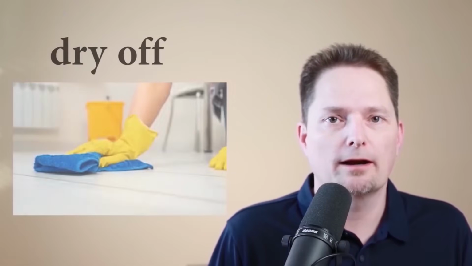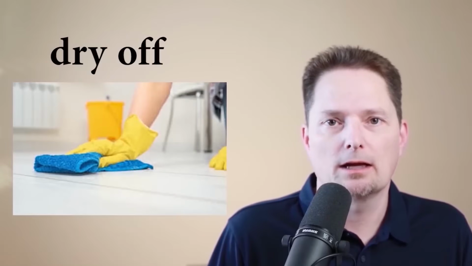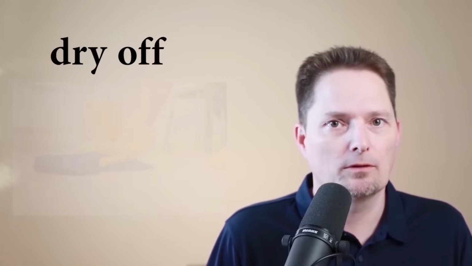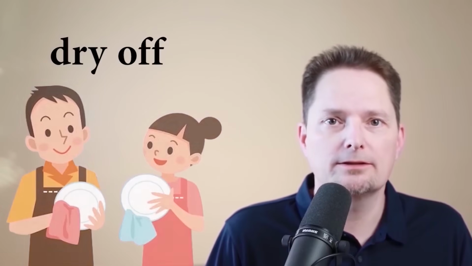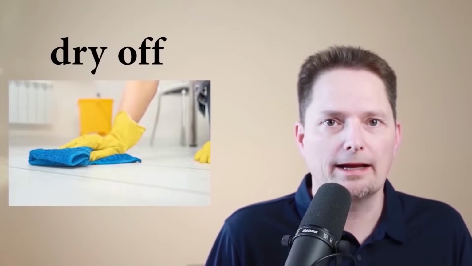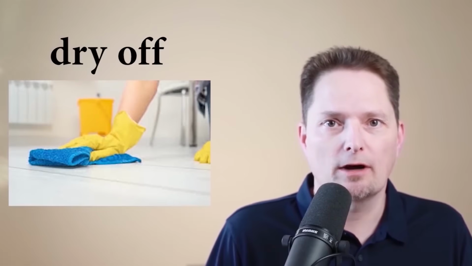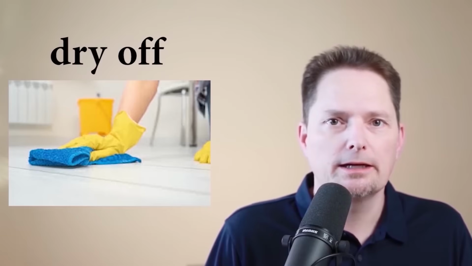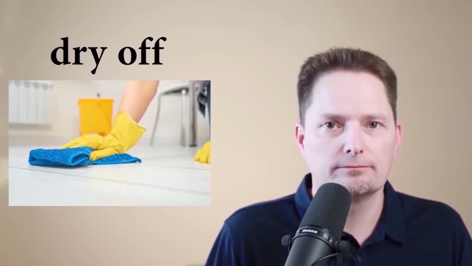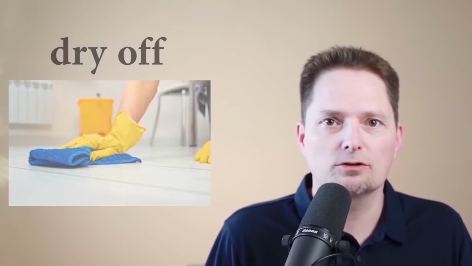We can also use dry off when we talk about flat surfaces, like dishes or the counter or the table. You can say, I need to dry the dishes or I need to dry off the dishes. People say both. Let's practice. Do they need to dry off the dishes? That's right. They need to dry off the dishes. Or if there's water on the counter, you need a towel to dry off the counter. I can use a towel to dry off the counter. Let's practice. Can you use a towel to dry off the counter? That's right. You can use a towel to dry off the counter.